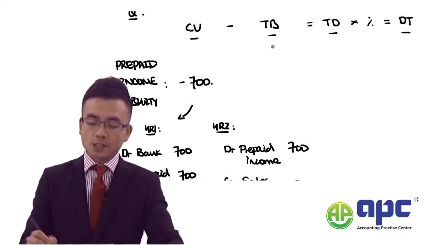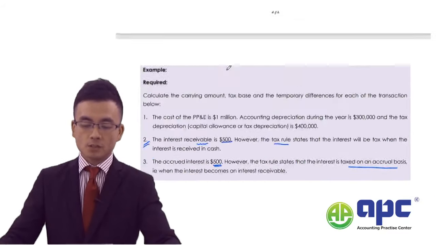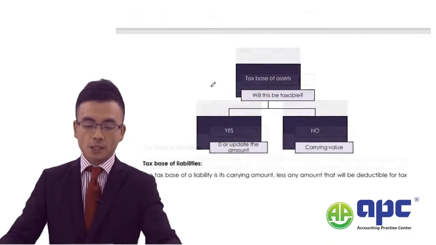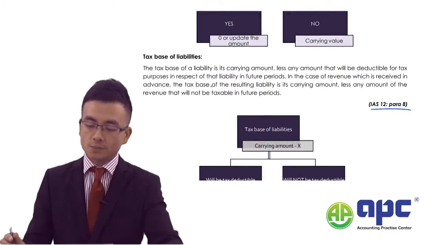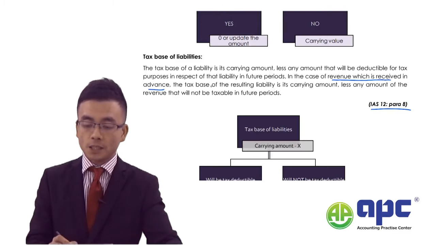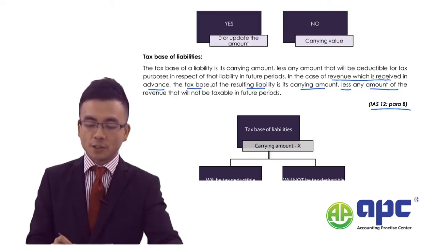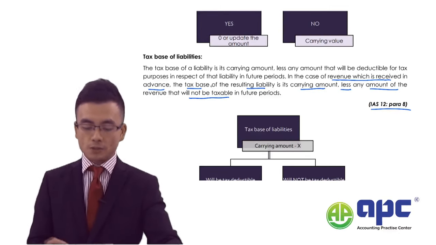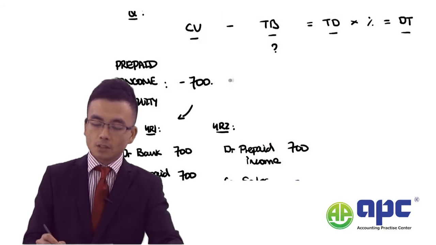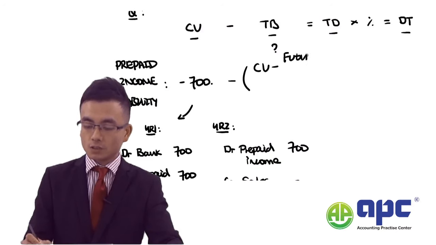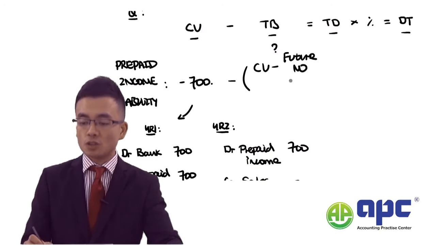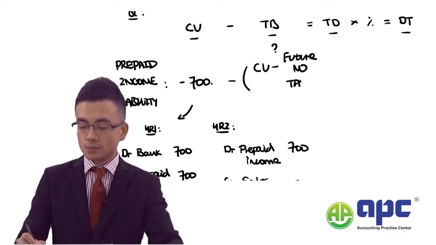So let's see the tax base here. Let's turn back to the page on the tax base of a liability according to IAS 12, paragraph 8, the final sentence. In the case of revenue received in advance, the tax base of the liability is its carrying amount less any amount of revenue that will not be taxable in future periods. So before, for the tax base, we used the carrying value minus the future tax consequences. But here, we need to minus the future no-tax consequences.